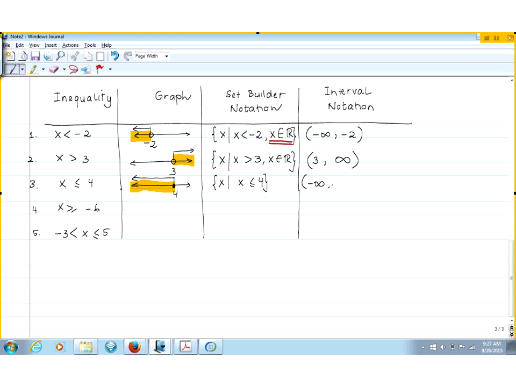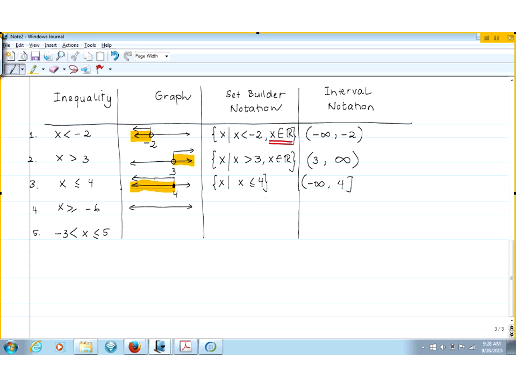And for negative infinity, I always use parentheses. Comma. The largest solution is 4. Do I use a bracket or parentheses? This is where we use a bracket. It doesn't matter if one side uses parentheses and the other side uses brackets. The left side and right side are independent.